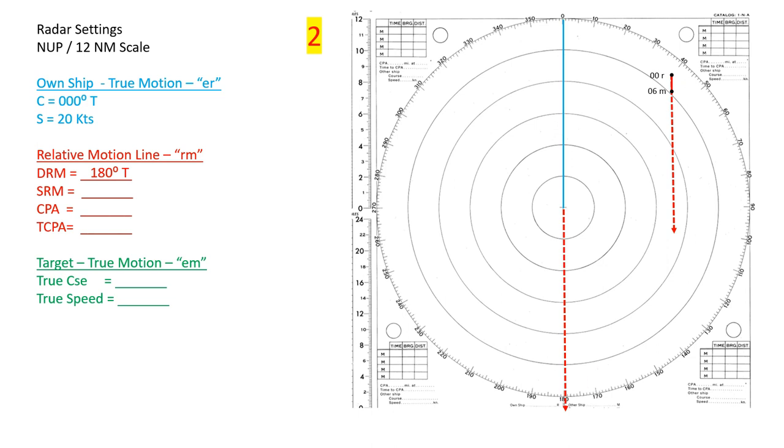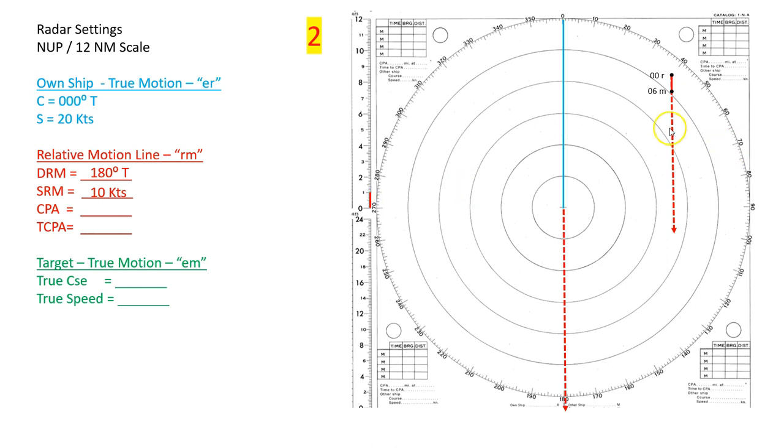What's the speed of relative motion? All I have to do is measure the distance I went in 6 minutes and then multiply that by 10. So I'm going to measure with my dividers from here to here, and that pops up over here as about 1 mile in 6 minutes. I multiply 1 times 10, and that tells me the speed of relative motion is 10 knots.